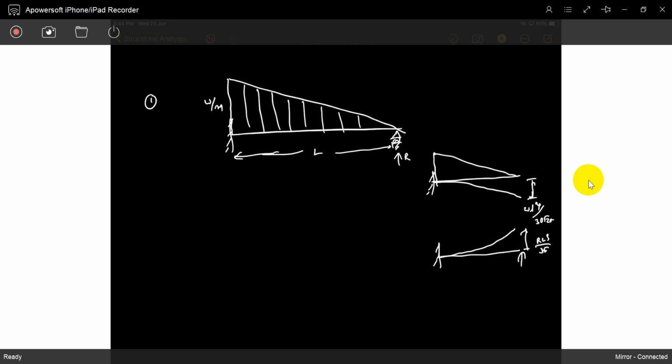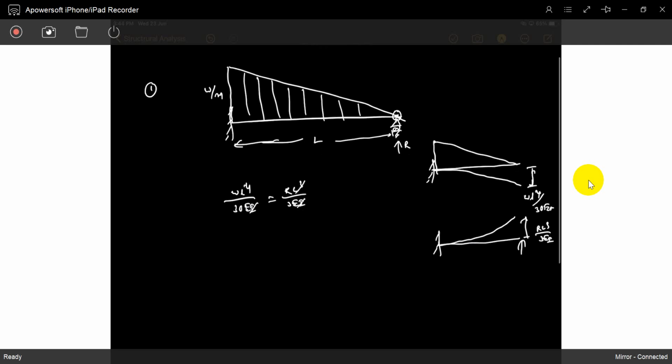R L cube by 3EI. At this R, the vertical deflection is restrained. This deflection must be equal to this deflection. So wL power 4 by 30EI is equal to R L cube by 3EI. So what is the value of R? So R is wL by 10.